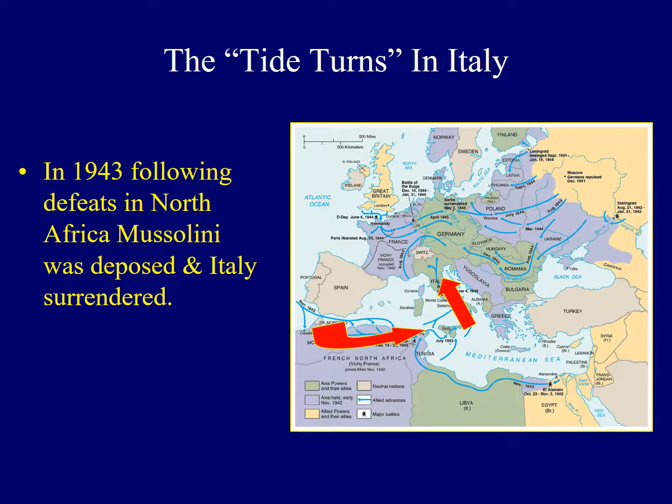The tide began to turn in Italy as well. Churchill's policy to attack Italy first was adopted, and in 1943, the Axis powers were defeated in North Africa, and then they went up the Italian peninsula, and Mussolini was kicked out of power. The Italians then surrendered.